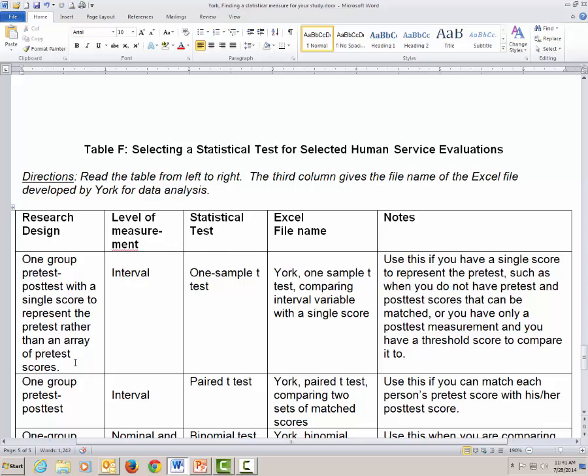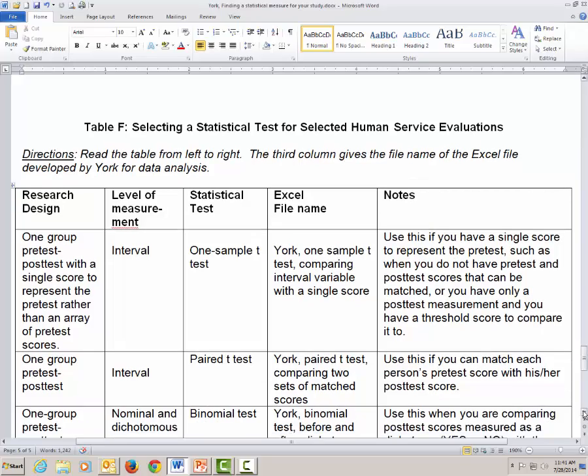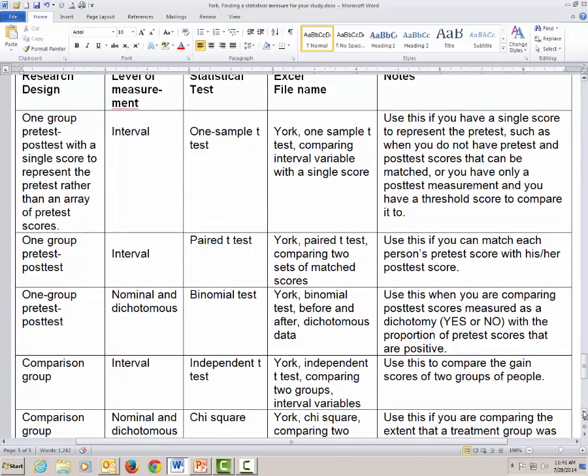You were not able to do that. If you are able to do that, then there is a different test that would be appropriate. If you cannot do that, then you could compute the mean score of the pretest, compare it to the array of post-test scores that you have to determine statistical significance. So if your level of measurement is interval, then the one sample t-test would be appropriate for that situation. Here is the Excel file that you could use, if it's available to you, to put in your data and look at the results. This is an explanation here in the notes category of what I've just told you.